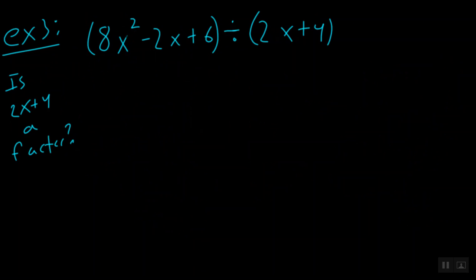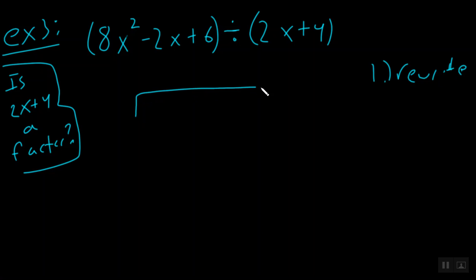Okay, now let's go ahead and take example 3, where we have x squared minus 2x plus 6, and this will be divided by 2x plus 4. Notice I'm asking a different question here. I ask, is 2x plus 4 a factor? Let's find out. So we know that step 1, we want to rewrite. We can rewrite this as our division box, where our dividend goes inside, 8x squared minus 2x plus 6, and our divisor, 2x plus 4, goes on the outside.